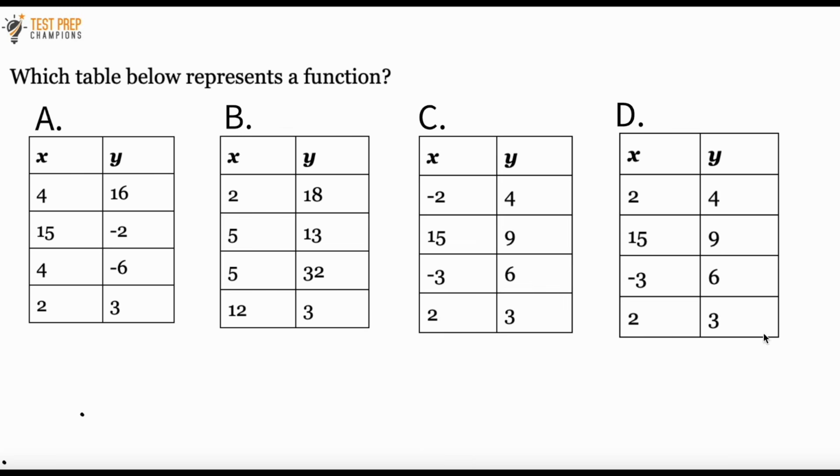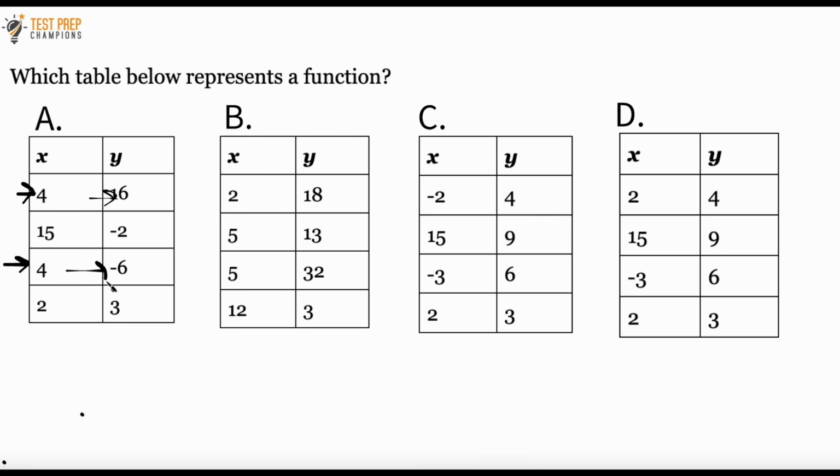Well, I've got an x and I've got a y. And if we look at answer choice A, for example here, the numbers underneath the x, these are the inputs, and the numbers under the y, these are the outputs. And we know that a function has exactly one output for each input. So what I want to do is look at my inputs here, and I want to see if the same number shows up twice. So in this case here, I see that 4 shows up twice. Now we know that a function has exactly one output for each input. So for this to be a function, the 4's would have to have the same output. Now in this case, we see that this 4 has an output of 16, and this 4 has an output of -6.